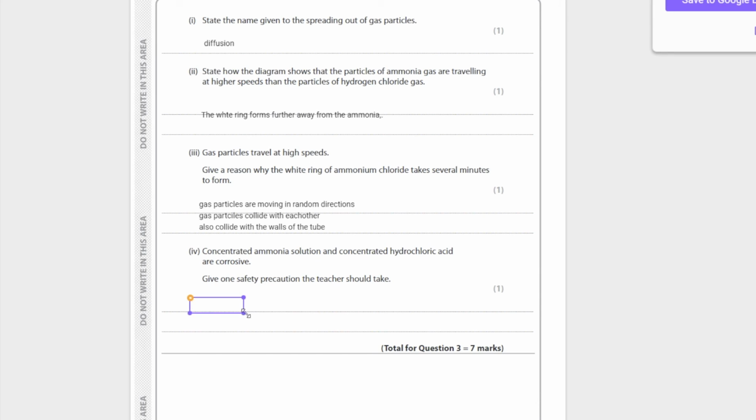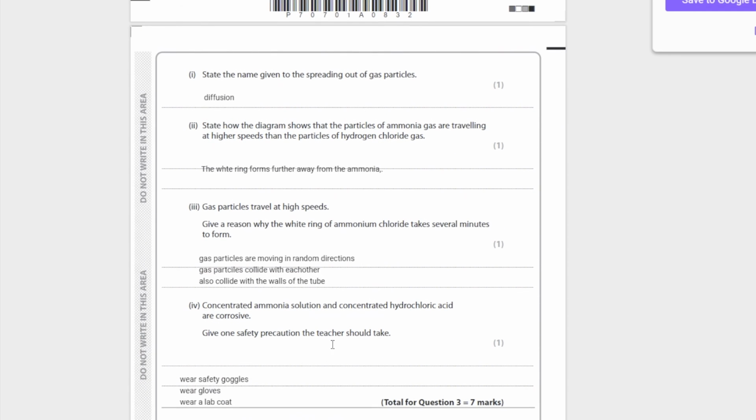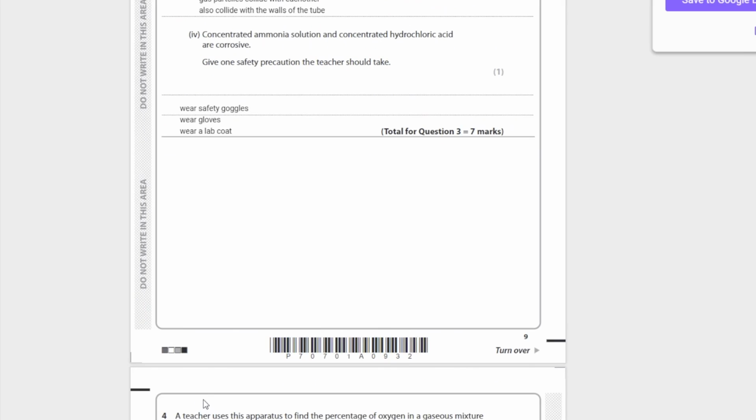Concentrated ammonia solution and concentrated hydrochloric acid are corrosive. Give one safety precaution the teacher should take. Okay, safety questions. You should have a bank of different things you can say, stored in your head, so you can recycle them for every safety question. Some questions will need you to apply different safety principles more specifically, but generally you can say the same things. So, something as simple as wear safety goggles, wear gloves, wear a lab coat. These are the ones for corrosion: safety goggles, gloves, lab coat, very easy ones to say.